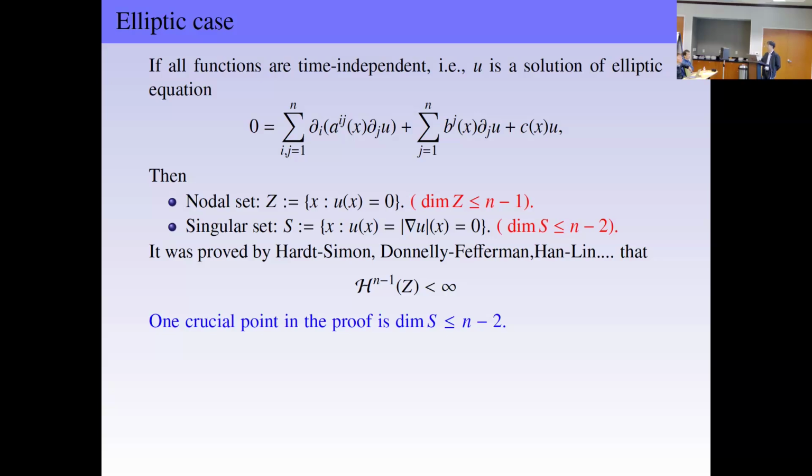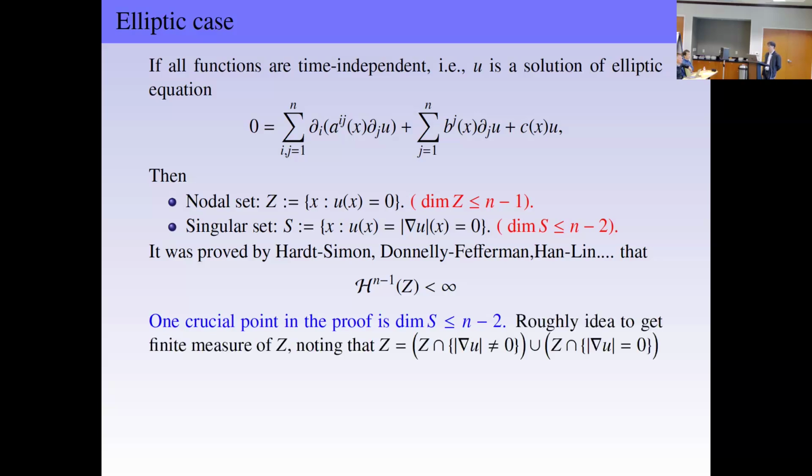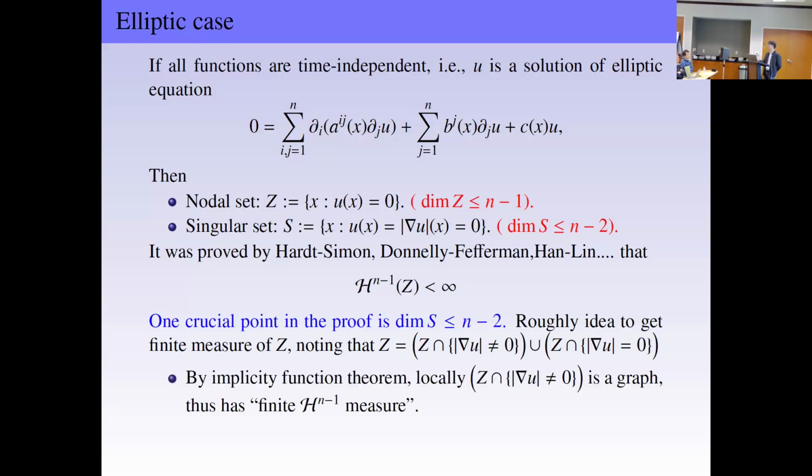Let's see why this is the crucial point. We will get a rough idea. To get the finite measure of the nodal set, we can divide the nodal set into two parts. The first part is non-degenerate, that means the gradient of u is not equal to 0. The other part is where the gradient of u equals 0. This is degenerate, and we call it the singular set. For the first part, the non-degenerate part, we can use the implicit function theorem. Locally, it is just a graph of n minus 1 dimension. Then you can imagine that we can control the finite measure, right? But this is not a rigorous proof.